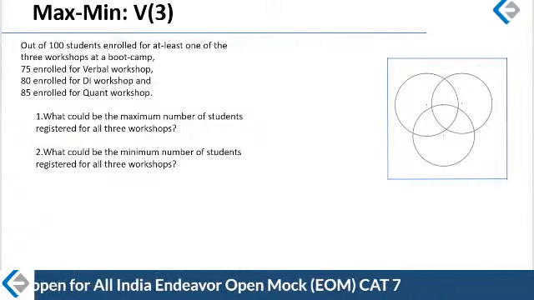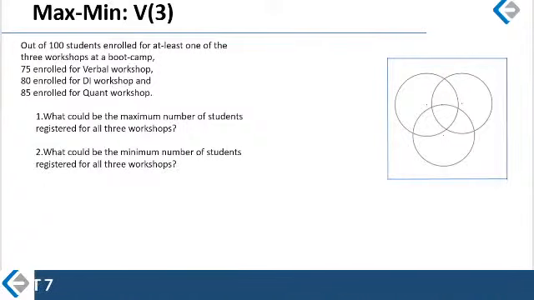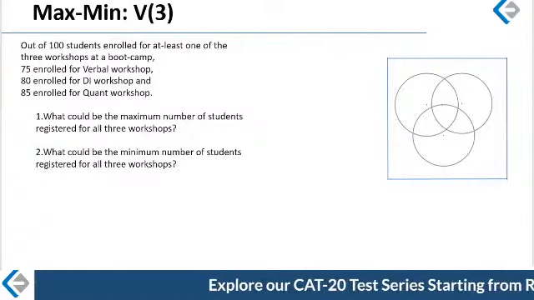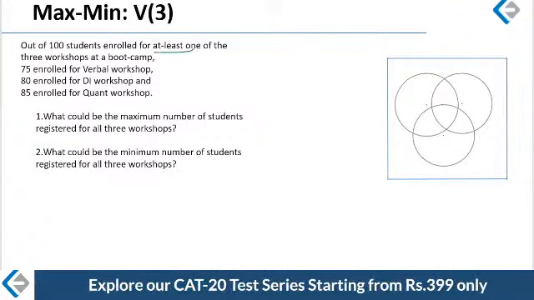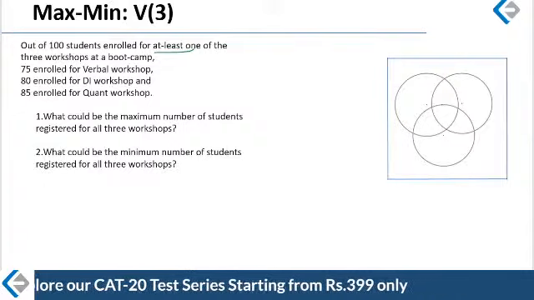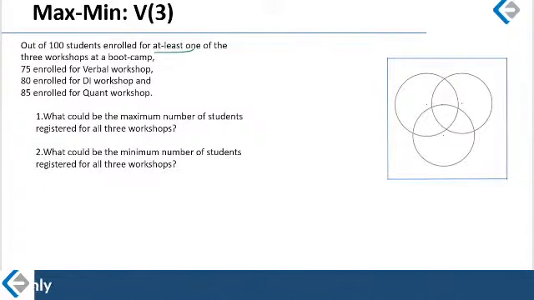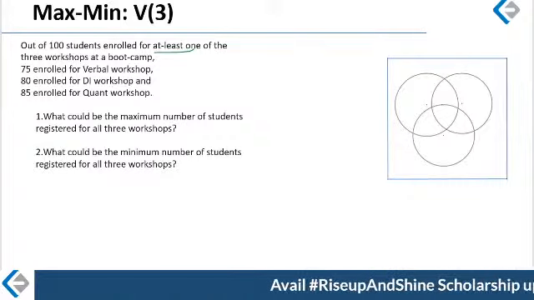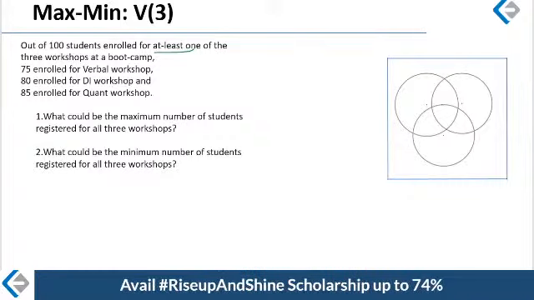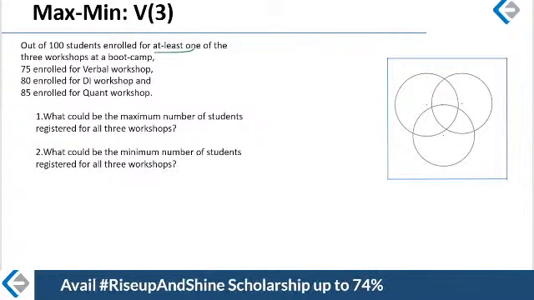Okay, out of 100 students enrolled for at least one, the word is important here, at least one of the three workshops at the boot camp, 75 enrolled for verbal workshop, 80 enrolled for DI workshop, and 85 enrolled for quant workshop. What could be the maximum number of students registered for all the three workshops? The second one is the minimum.